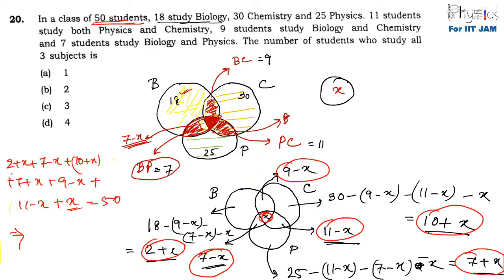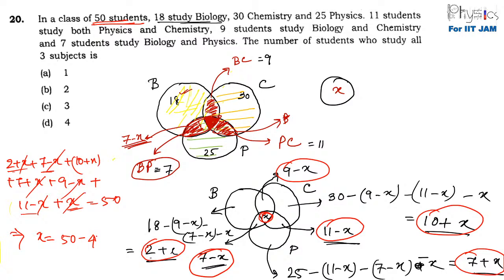If we simplify it, it becomes x equal 50 minus, see here, if we add this, x equal 10 plus 2, 12 plus 7, 19 plus 9, 28, plus 11 is 46. Am I correct or not?